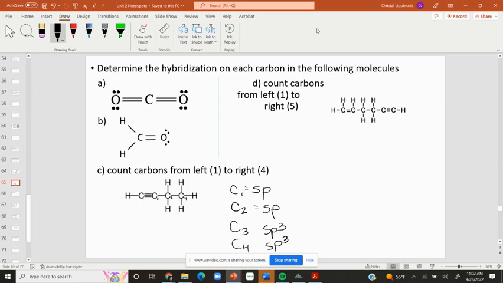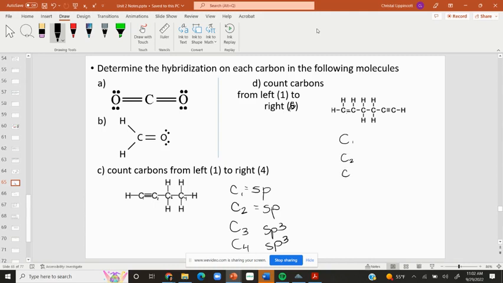All right, let's go over here. We've got 1, 2, 3, 4, 5, 6. Yeah, we got 6 here. So take a second, see if you can figure out carbons 1 through 6.